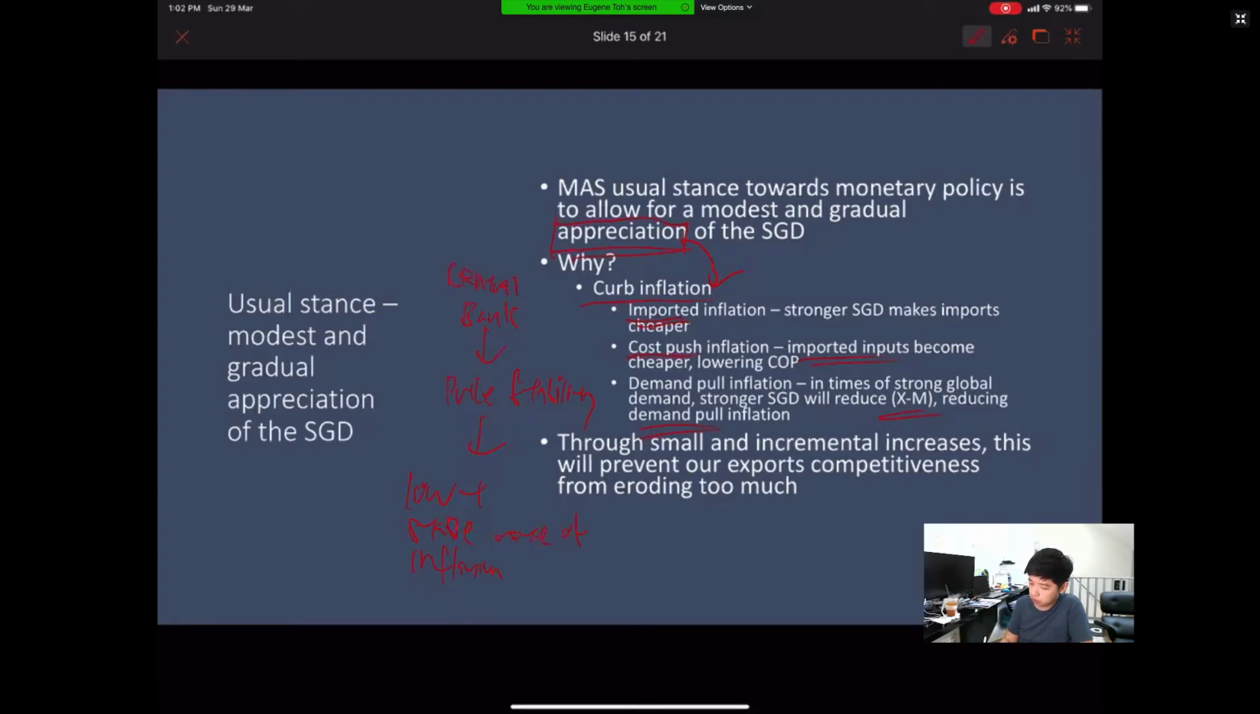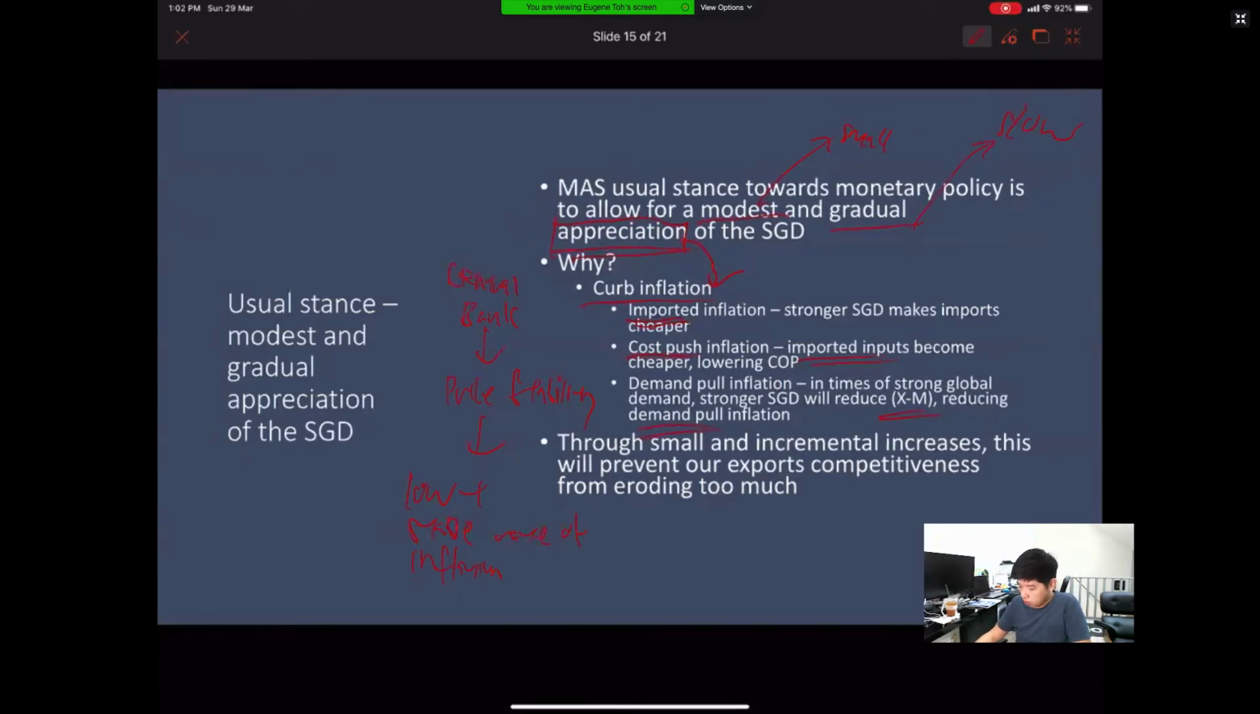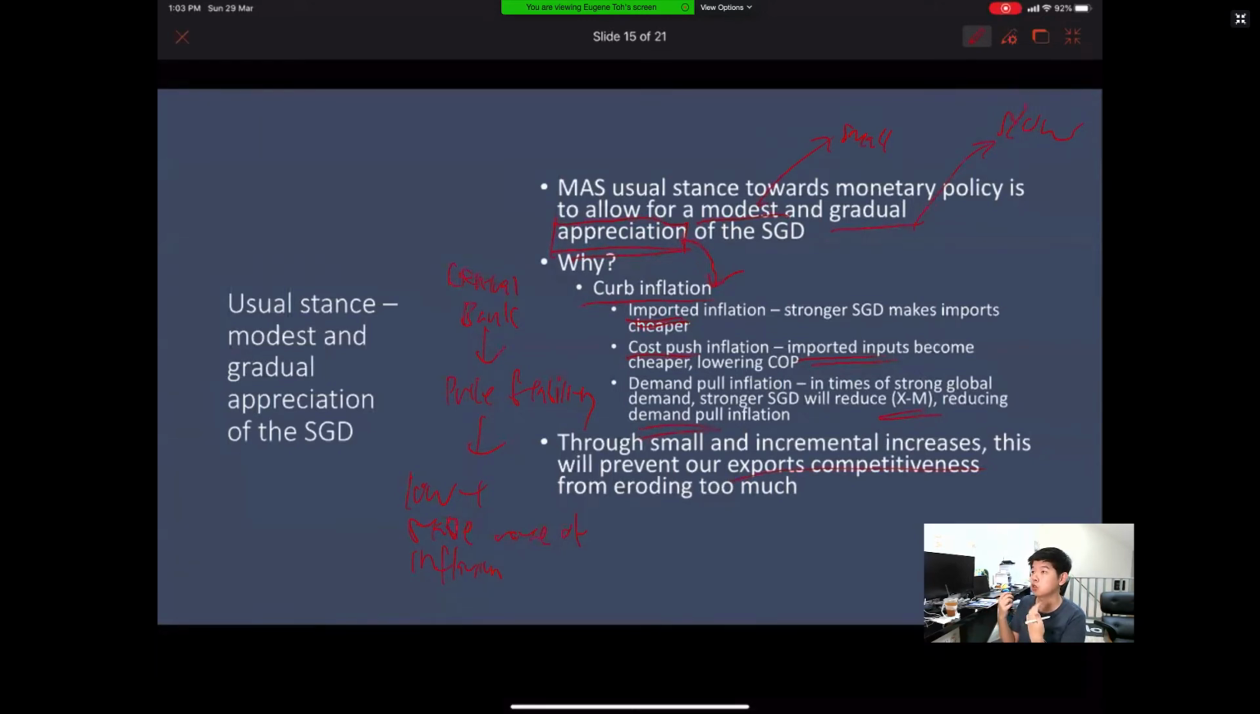Now, why modest? Why gradual? Modest means small. Gradual means slow. Why small and why slow? The reason why you want small and incremental increases in our currency is because there is a downside to our currency becoming stronger, and this downside is that our exports become more expensive. And exports are very important for our survival, so we cannot let our export competitiveness keep being eroded away. So we make sure that the currency increments are small and done very slowly.